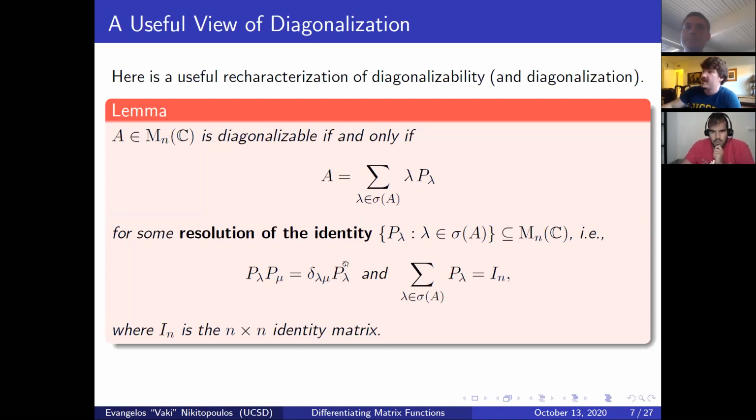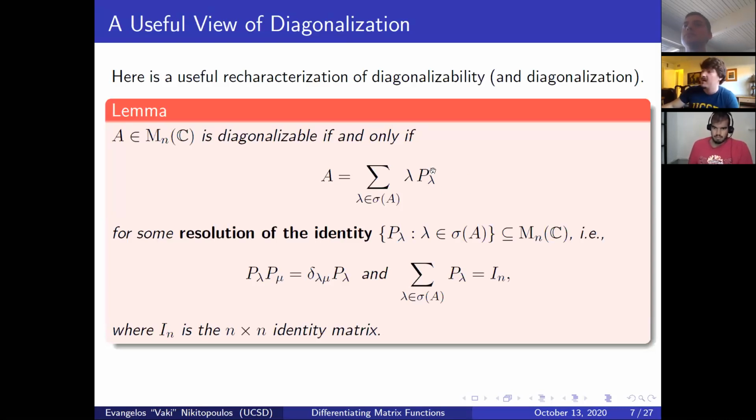What that says is that P_lambda is a projection matrix, and that the images of P_lambda and P_mu are linearly independent. And then this says that their images span C^n. So in some way, choosing a resolution of the identity is the same as decomposing C^n into a direct sum of certain subspaces. And actually, you can use that statement and this identity to show that this decomposition, in the case that you have a diagonalizable matrix, is unique.